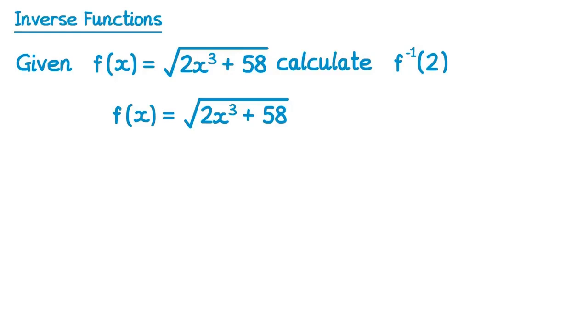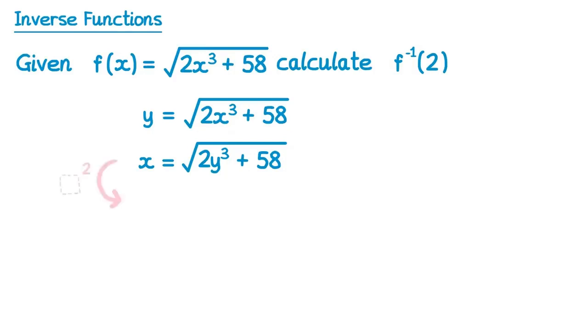Let's write out the function but replace the f of x with a y. Then we're going to swap all the y's and x's, so it's x equals the square root of 2y cubed plus 58, and then we'll rearrange to make y the subject. So for this one we have a square root on the right hand side, so the first step is to square both sides.